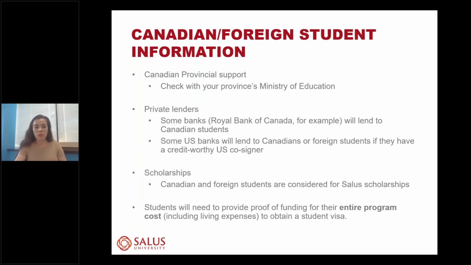Also, just so you know, Canadian and foreign students are considered for the Salus scholarship. So the Dean and Provost scholarship that I mentioned earlier, you will be considered for. That's not just for our U.S. students. Students will need to provide proof of funding for their entire program cost, including living expenses, to obtain a student visa. That's super important, but you'll also get more information from admissions about the I-20 process. So don't worry about that too much right now. They should be helping you with that.